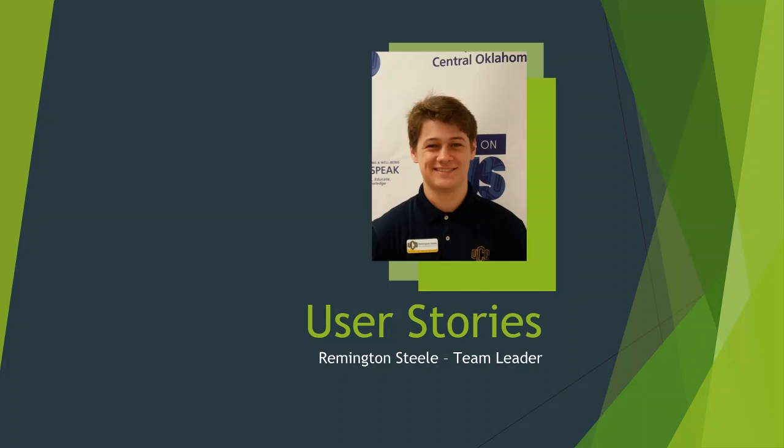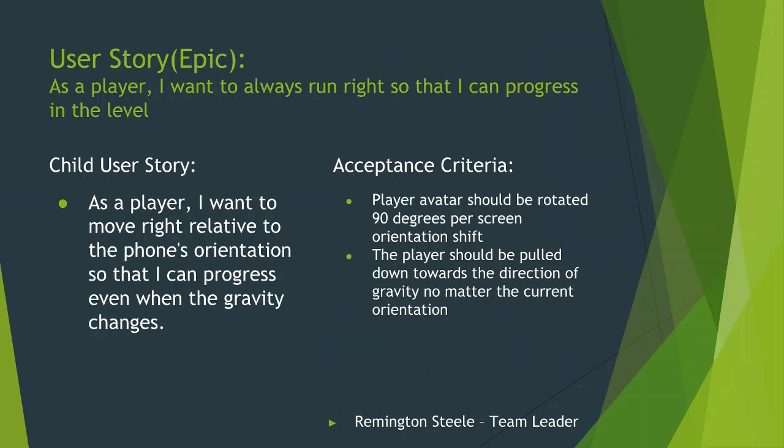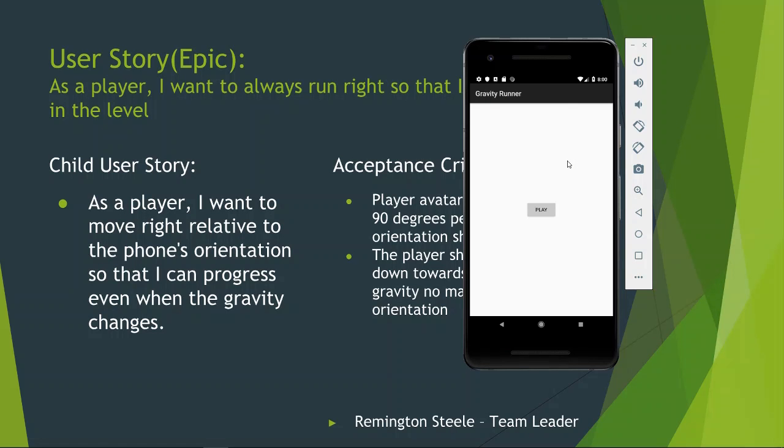Again, my name is Remington Steele, and here are my user stories. Child user story. As a player, I want to move right relative to the phone's orientation so that I can progress even when the gravity changes. Acceptance criteria. The player avatar should be rotated 90 degrees per screen orientation shift, and the player should be pulled downward toward the direction of gravity, no matter the current orientation.